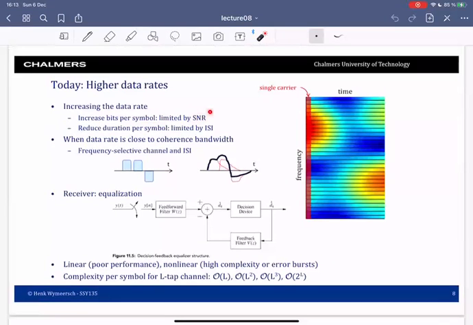You recall that when you have a higher number of symbols, then you need a higher SNR to meet the same, for instance, bit error rate requirement. So this is limited by basically the transmit power and how far the transmitter and receiver are apart. On the other hand, you could reduce the duration of each symbol, but this will lead to intersymbol interference, because by reducing the duration, you're increasing the bandwidth, and when the bandwidth goes over the coherence bandwidth, you will have intersymbol interference.